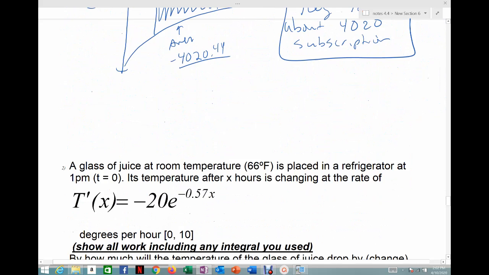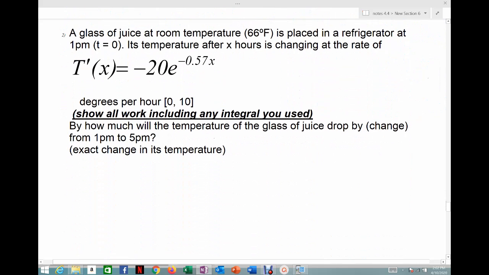All right, let's look at my next example. A glass of juice at room temperature. Room temperature is a cold room, it was 66 degrees Fahrenheit, is placed in a refrigerator at 1 p.m., so that's time 0. Its temperature, after x hours, is changing at a rate of, so that's the temperature's rate of change in degrees per hour, and the domain goes from 0 to 10.